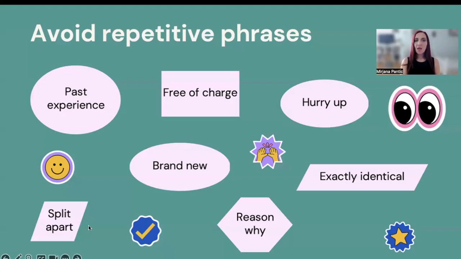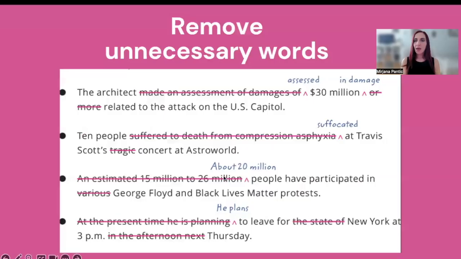So think about this, and we'll practice in class how to deal with these things. How do we remove unnecessary words? This is just one example: "The architect made an assessment of damages of 30 million or more related to the attack on the US Capitol." So let's take a look at the sentence. How do we remove unnecessary words?